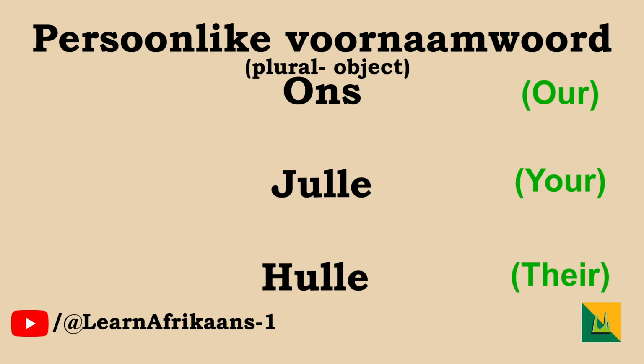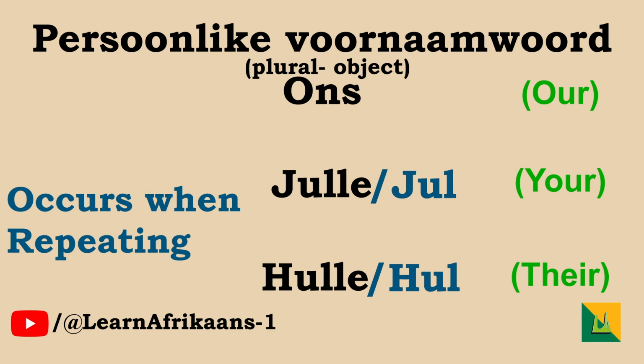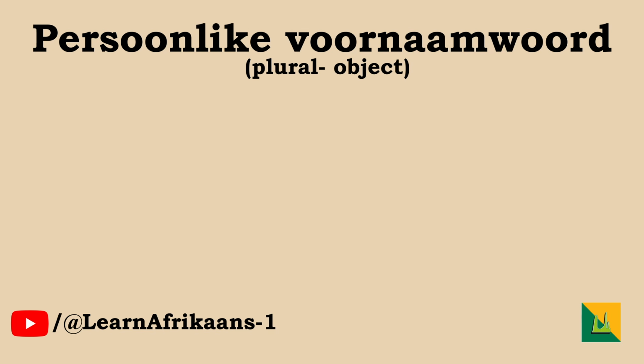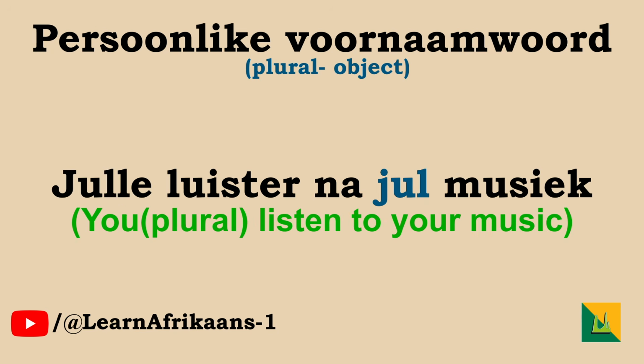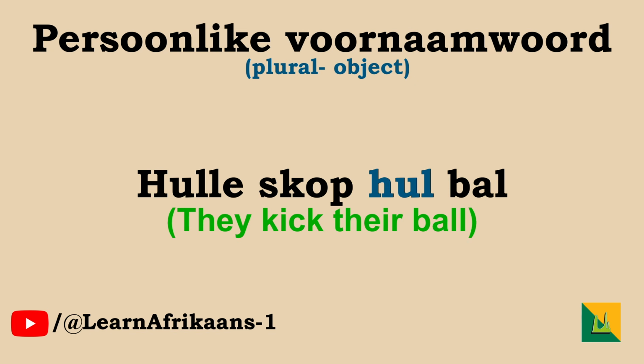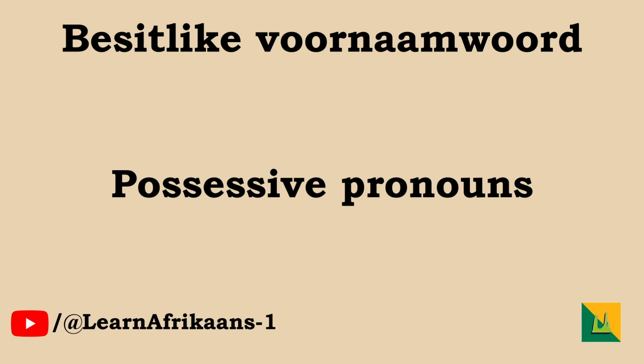Ons, julle en hulle also remain the same. However, sometimes they are shortened to just jul or hul. This occurs when julle or hulle has already been used in the sentence. Let's see it as it is used in sentences. Ons eet ons kos. Julle luister na jul musiek. Notice how julle is shortened. Hulle skop hul bal.